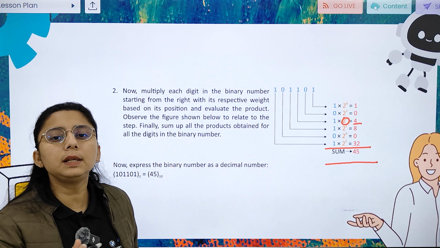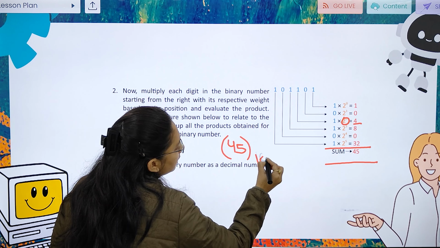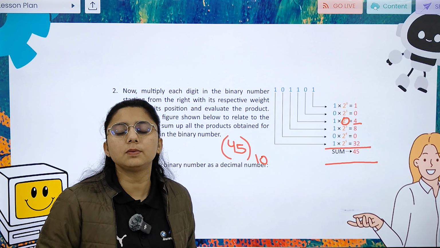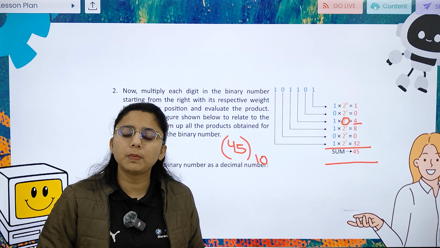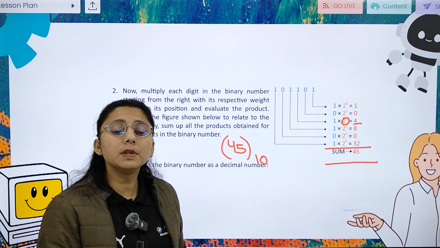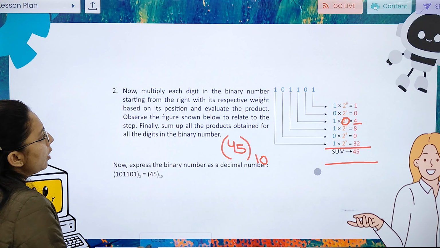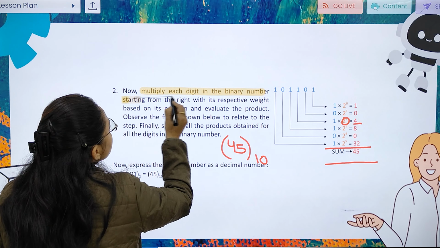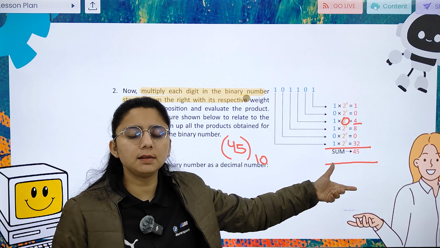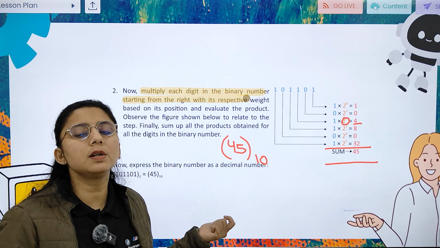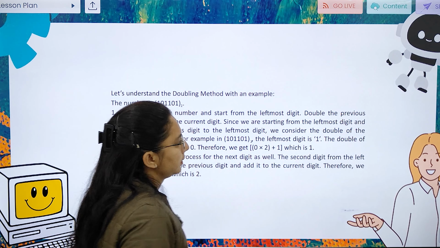Now we are converting binary into decimal, so in decimal the base will be 10. So the answer will be 45 base 10. Right? This will be our answer. This is how we convert from binary to decimal. You always have to keep in mind that we have to start from the rightmost component. You multiply each digit in the binary number starting from the right, like I have told you. The answer will be 45 and its base is 10 because it's a decimal number system.